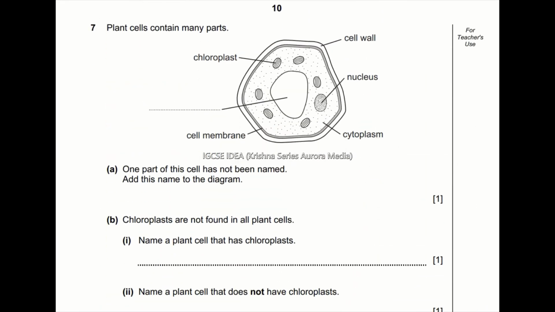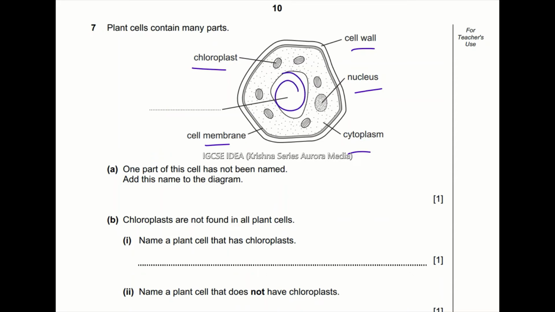Question 7. Plant cells contain many parts. Okay. Chloroplast, cell wall, nucleus, cytoplasm, cell membrane. One part of the cell has not been named. Add this name to the diagram. This is easy as this is a vacuole. This is a vacuole.